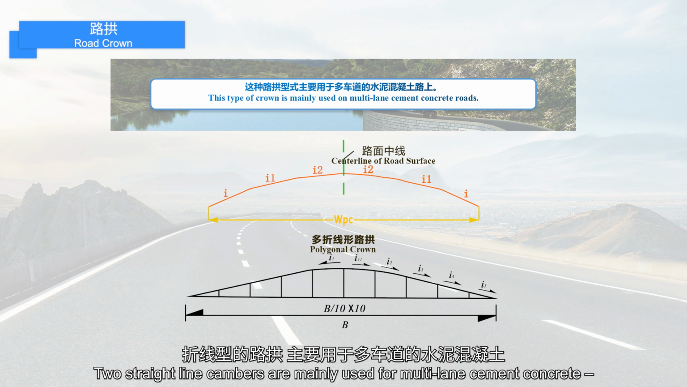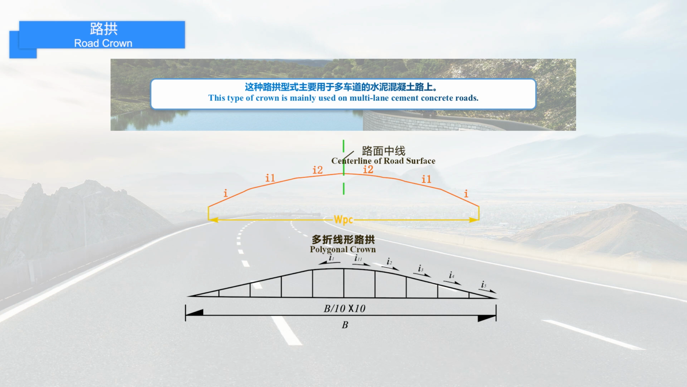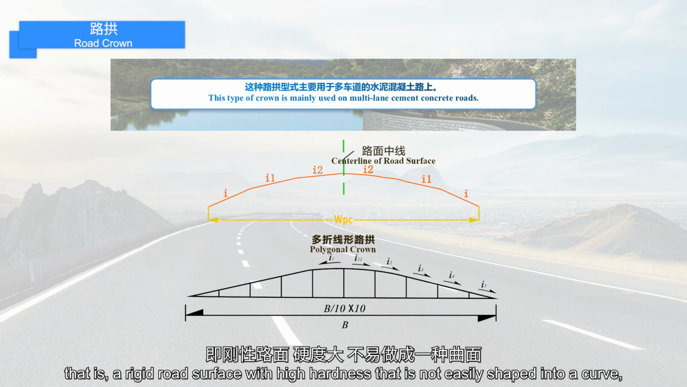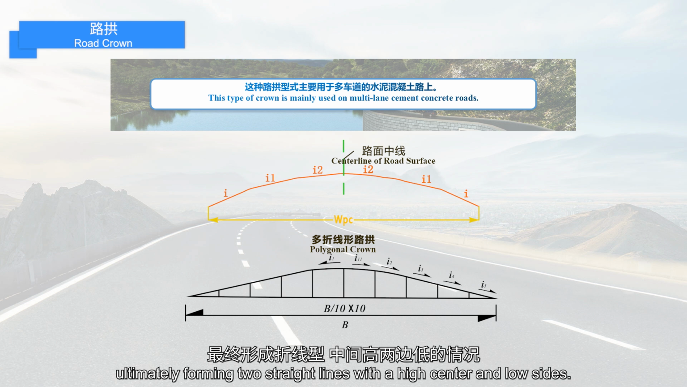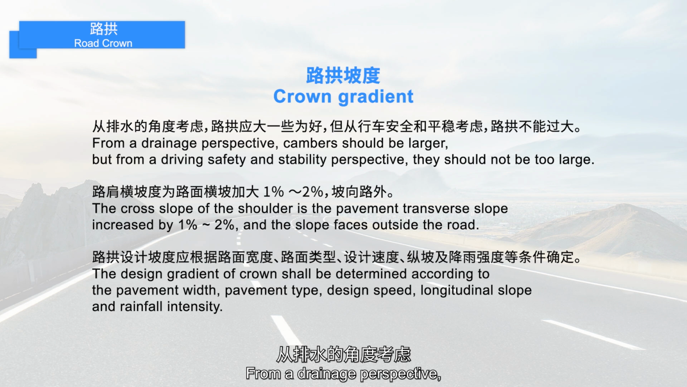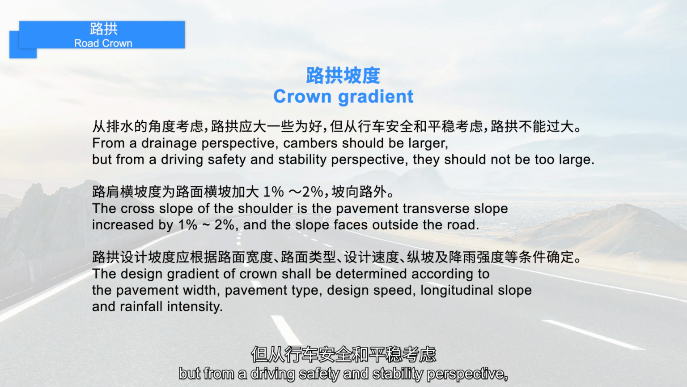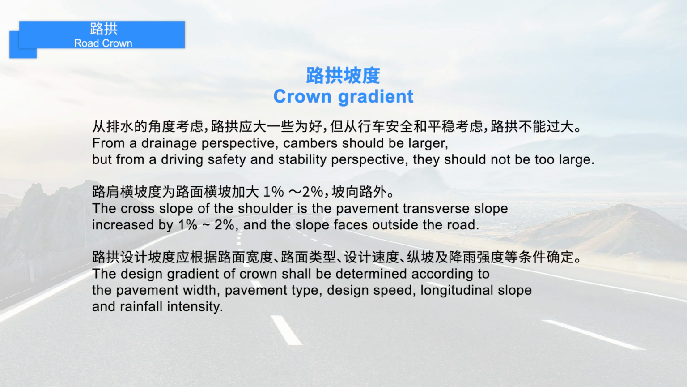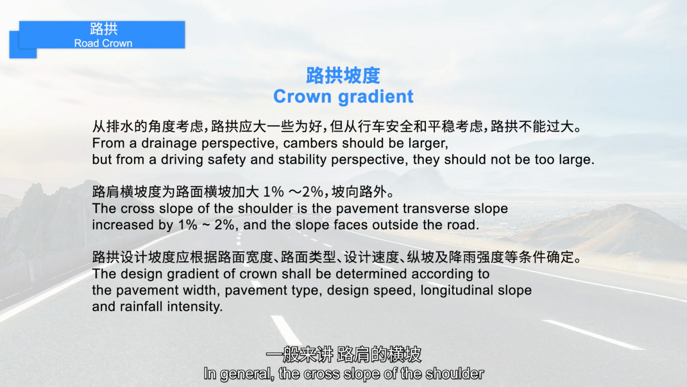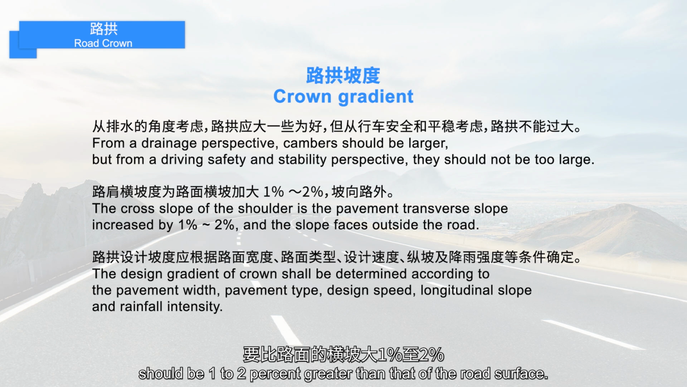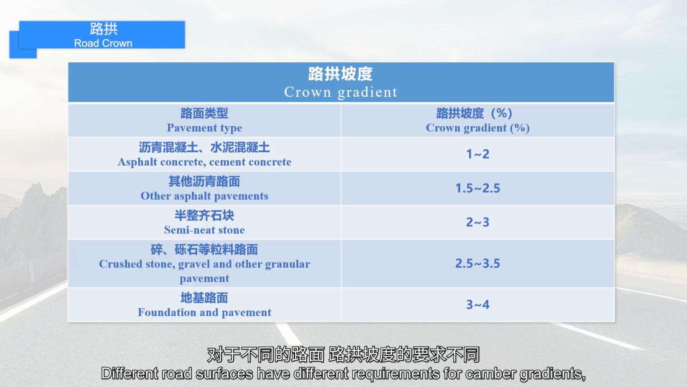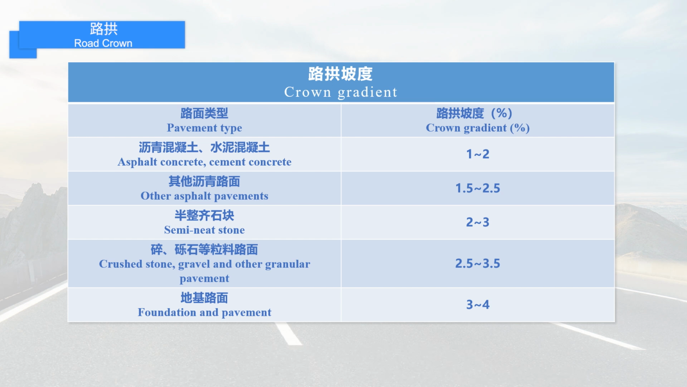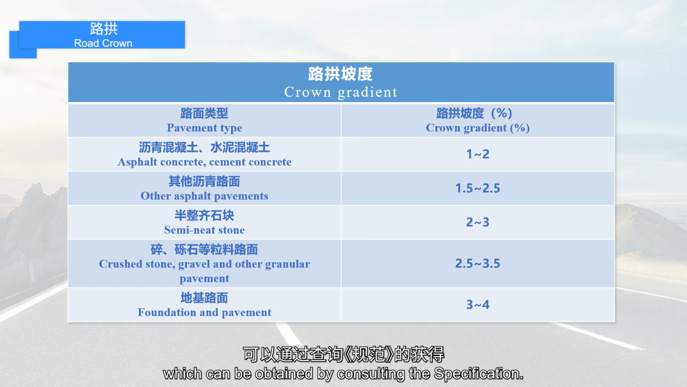Two straight-line cambers are mainly used for multi-lane cement concrete, that is, a rigid road surface with high hardness that is not easily shaped into a curve, ultimately forming two straight lines with a high center and low sides. From a drainage perspective, cambers should be larger, but from a driving safety and stability perspective, they should not be too large. In general, the cross slope of the shoulder should be 1 to 2% greater than that of the road surface. Different road surfaces have different requirements for camber gradients, which can be obtained by consulting the specification.